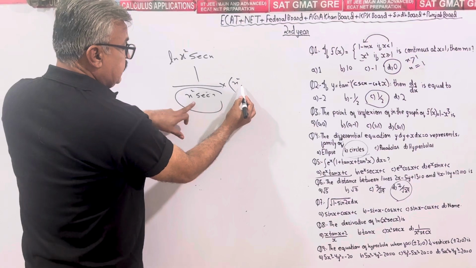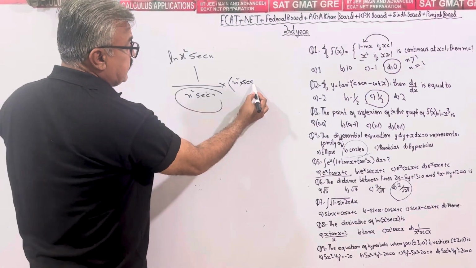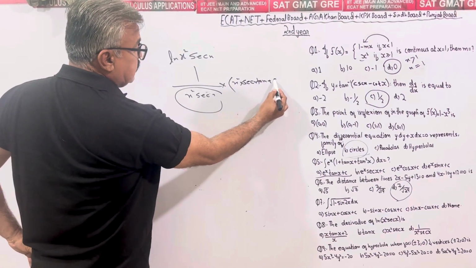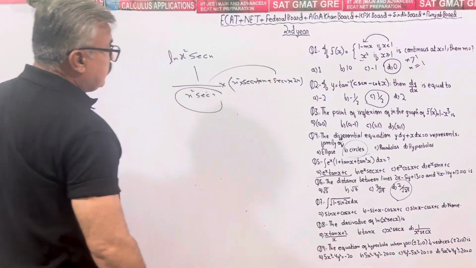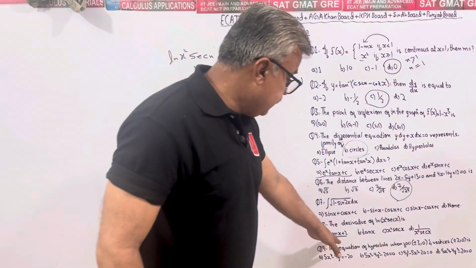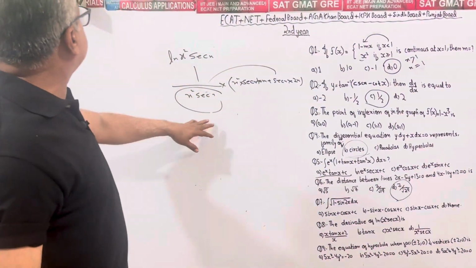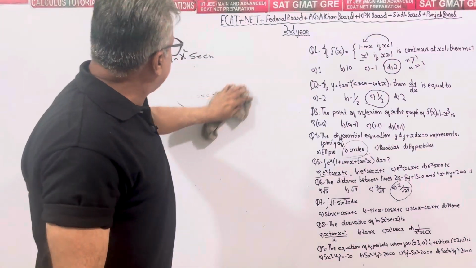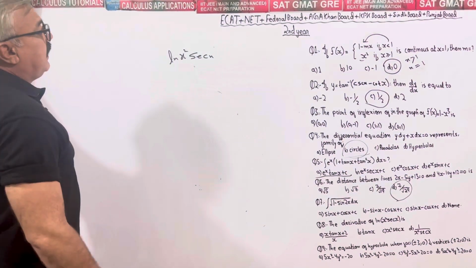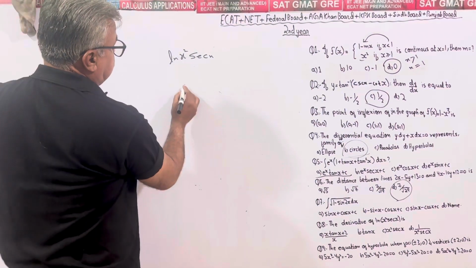x square same, differentiation of sec is sec x tan x, plus sec x same, differentiation of x square is 2x. You are never going to arrive at the required options, then you have to apply synthetic deviation. If you work with little smartness, it is going to be easy. A walk in the park.